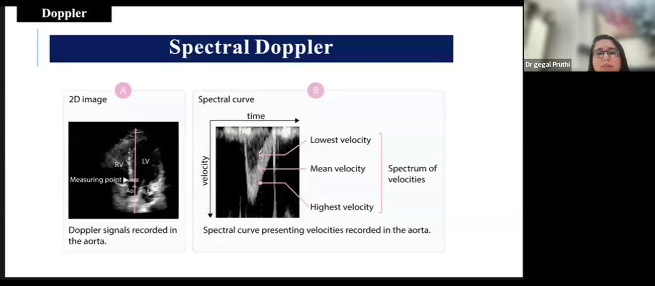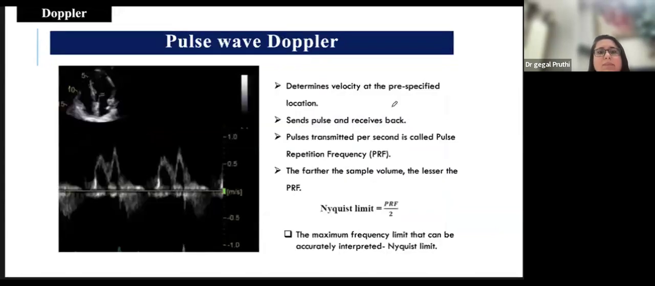Coming to the spectral Doppler. So what is spectral Doppler? When the Doppler signal is represented as velocity over time, it is known as spectral Doppler. It can be either pulse wave or continuous wave. In pulse wave Doppler, you have a sample volume, and therefore you determine the velocity at a pre-specified location.